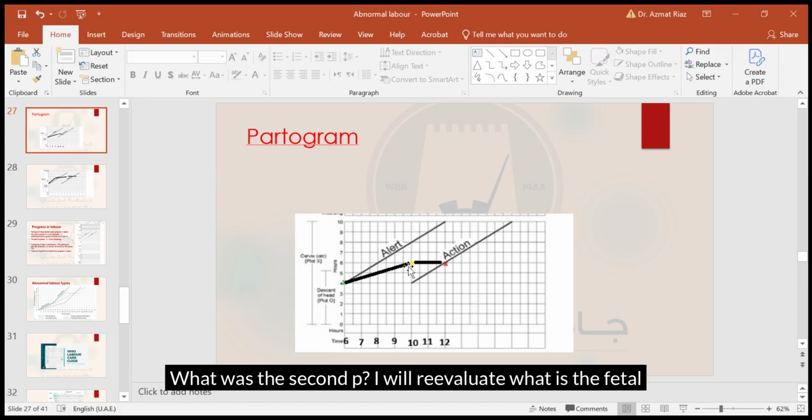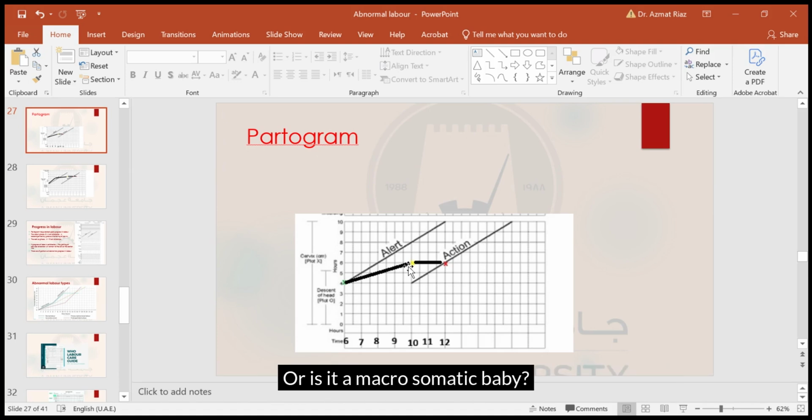What was the second P? I will reevaluate the fetal presentation or position. Am I missing something? Is it a brow presentation? Is it a face presentation? Is it direct occipito-posterior? I just need to reevaluate the situation because I want to make sure that I'm not missing anything. Or is it a macrosomic baby? Just reassess. Do a vaginal examination.